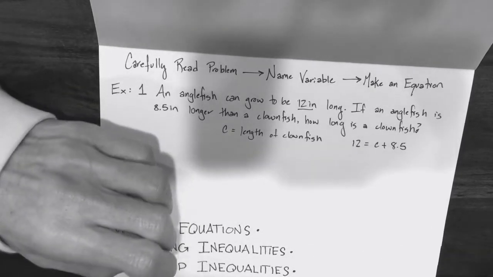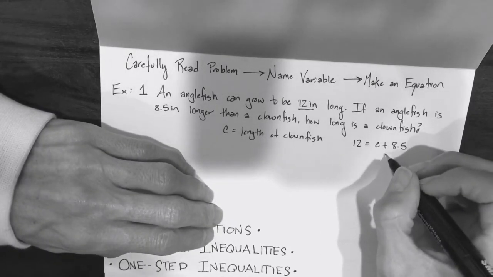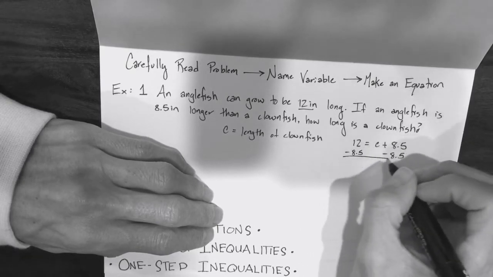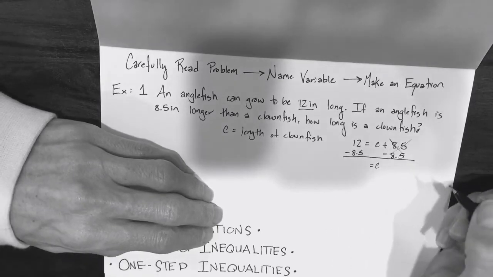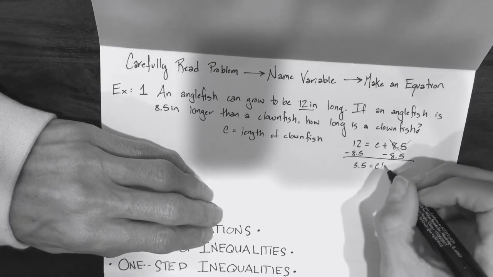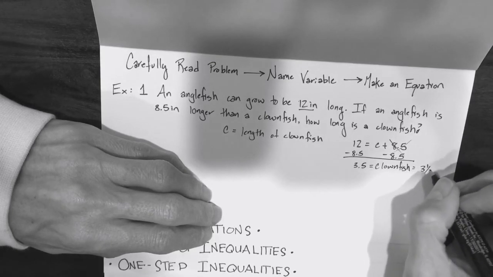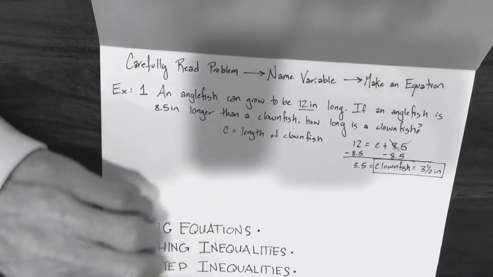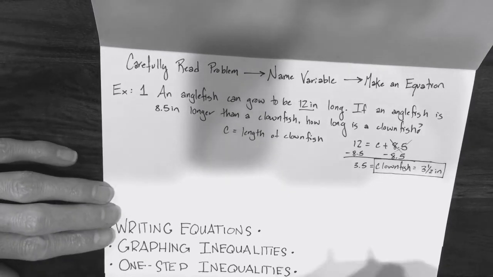So if I solve my equation using the steps, we're going to subtract 8.5 from both sides. And that cancels out. We just have this clownfish's length left, which is 3.5. So the clownfish equals 3.5 inches. And that would be our final answer to properly explain the length of a clownfish. Let's do one more example.